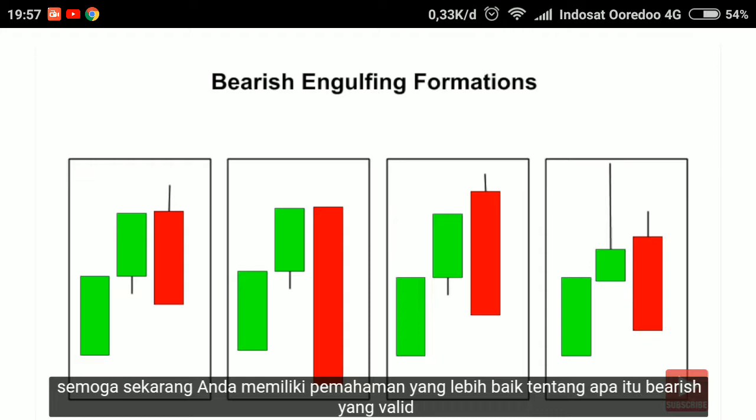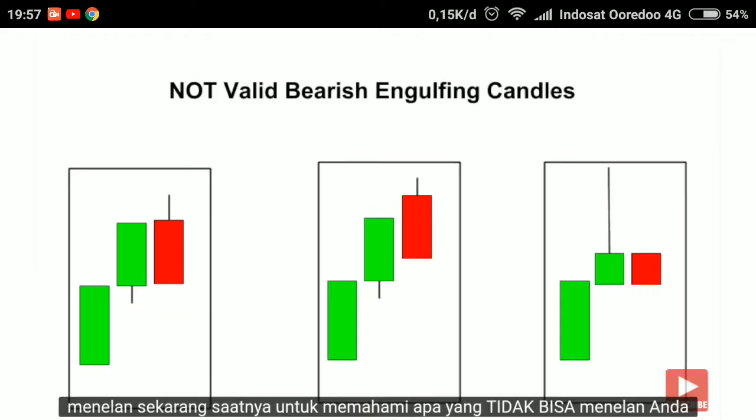Hopefully you now have a better understanding of what is a valid bearish engulfing. Now it's time to understand what is not a bearish engulfing.